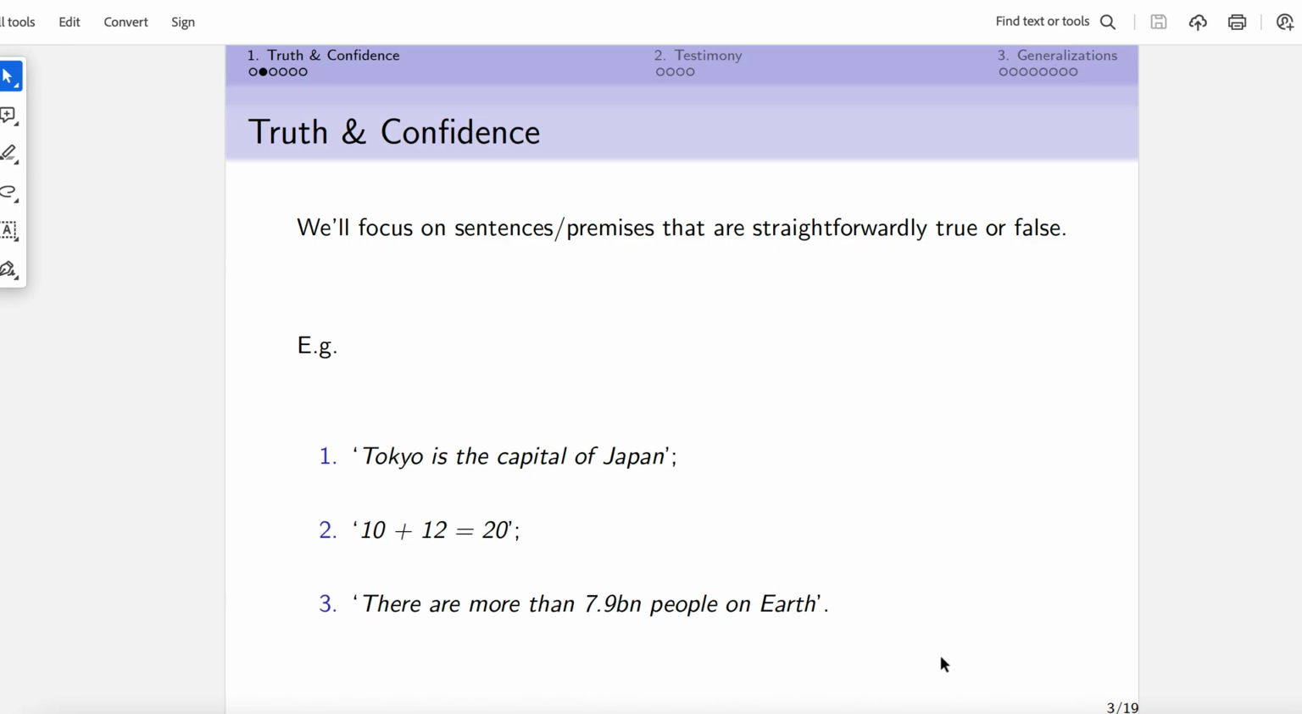Secondly, 10 plus 12 is equal to 20. That seems to be straightforwardly false. Thirdly, there are more than 7.9 billion people on Earth. That's a sentence, I take it, that either is true or it's false. That is, it has a determinate truth value, even though it might be that I don't happen to know whether it's true or false. In fact, I don't know, but presumably there's an objective fact of the matter, which I could find out by acquiring more evidence.